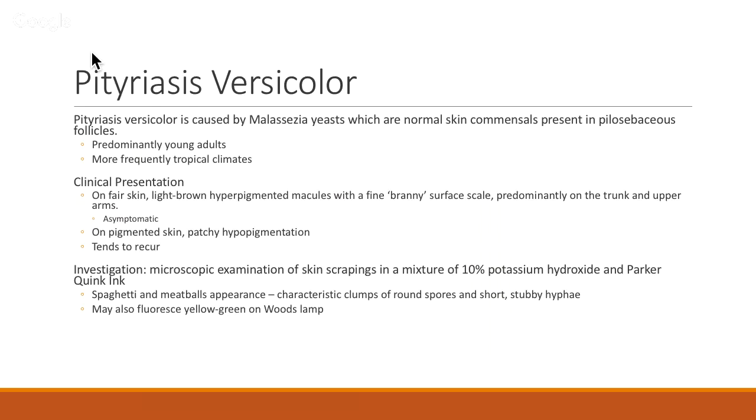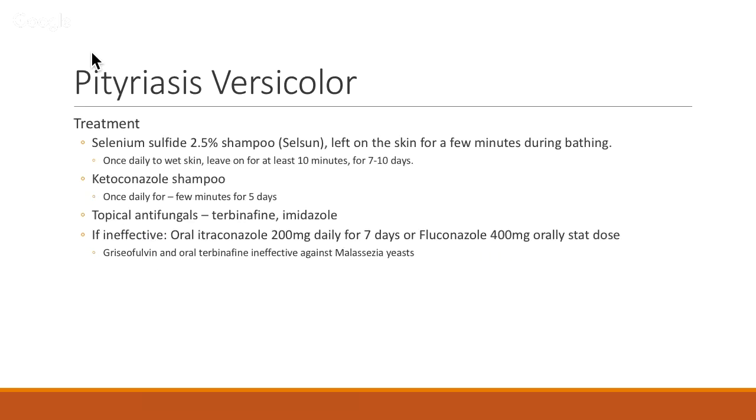For the investigation, you mix the skin scrapings with potassium hydroxide and then you examine it under microscopy and you get the spaghetti and meatballs appearance as seen before. And it can also fluoresce yellow-green as well.